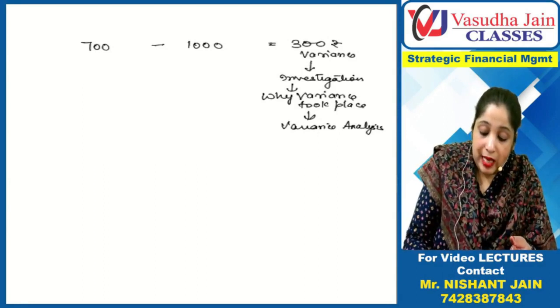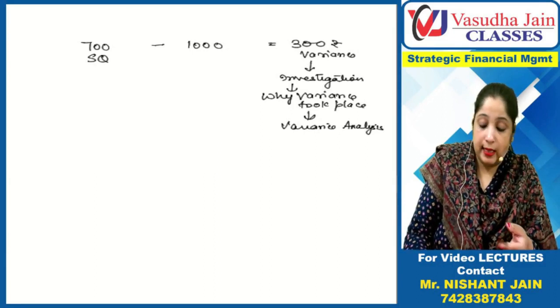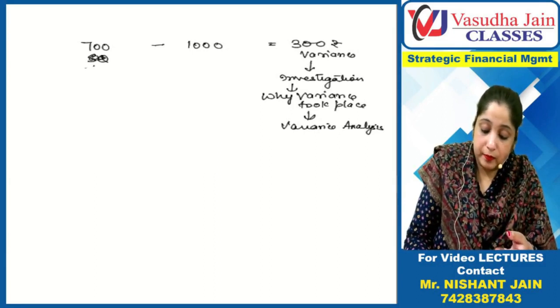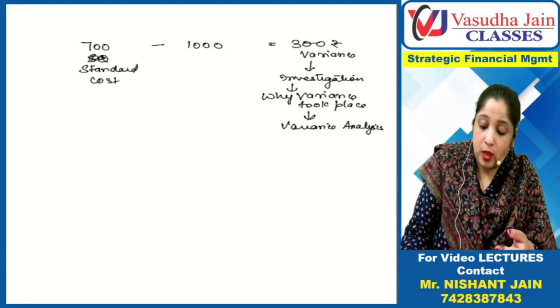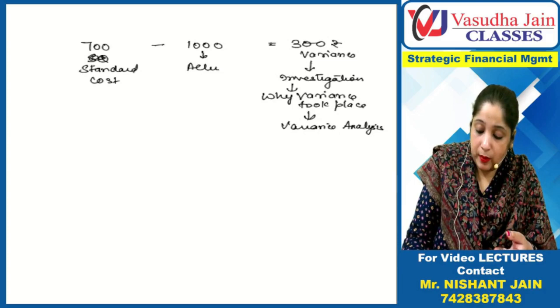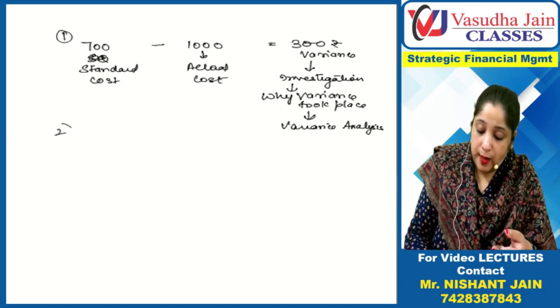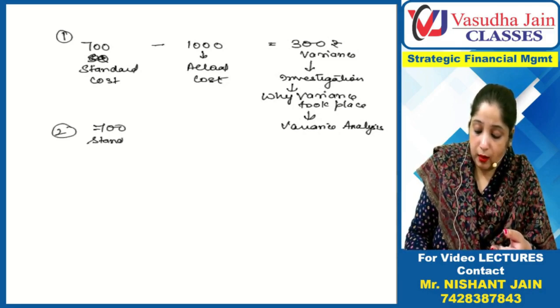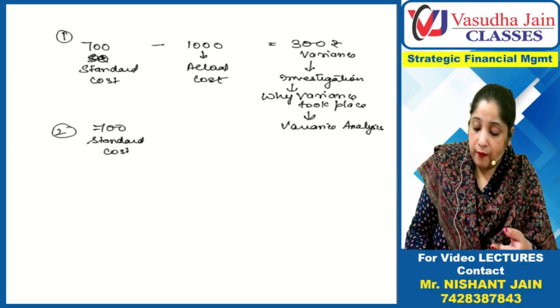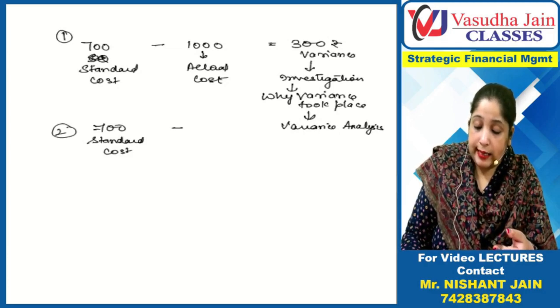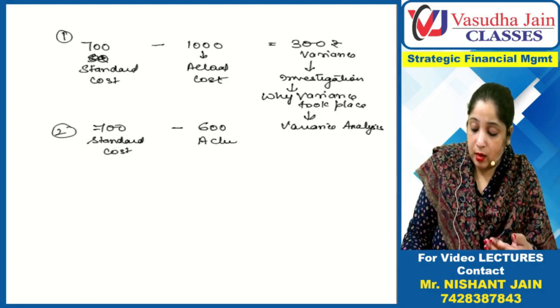Now, if this 700 was the standard cost, and this 1000 is the actual cost, that is case 1. There could be another case when the standard cost is 700 rupees and the worker has actually incurred only 600 rupees.